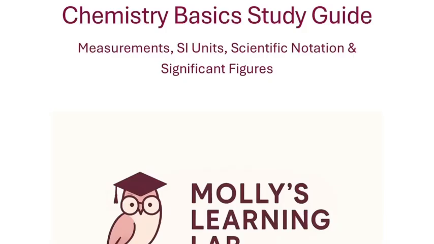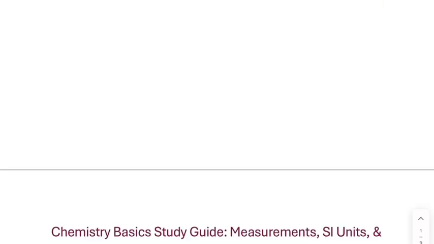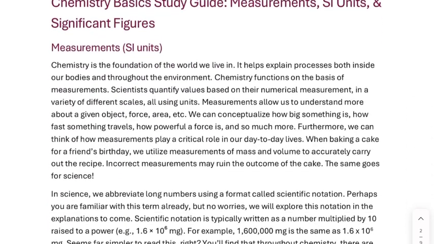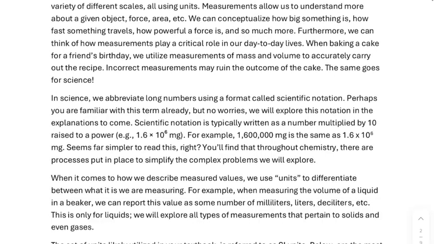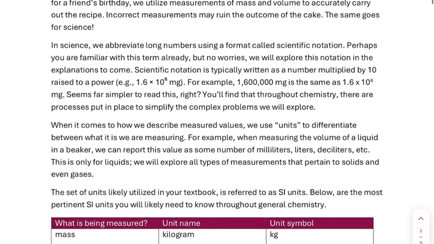Alright, hi everyone, and welcome to my Chemistry Basics study guide where we're going to be going over measurements, SI units, and significant figures. So, long story short, chemistry is the foundation of pretty much every facet of the world around us. Chemistry really is the basis of everything, and so the measurements that we use within chemistry are extremely important to understand. So the first thing I'm going to be going over is something called scientific notation.